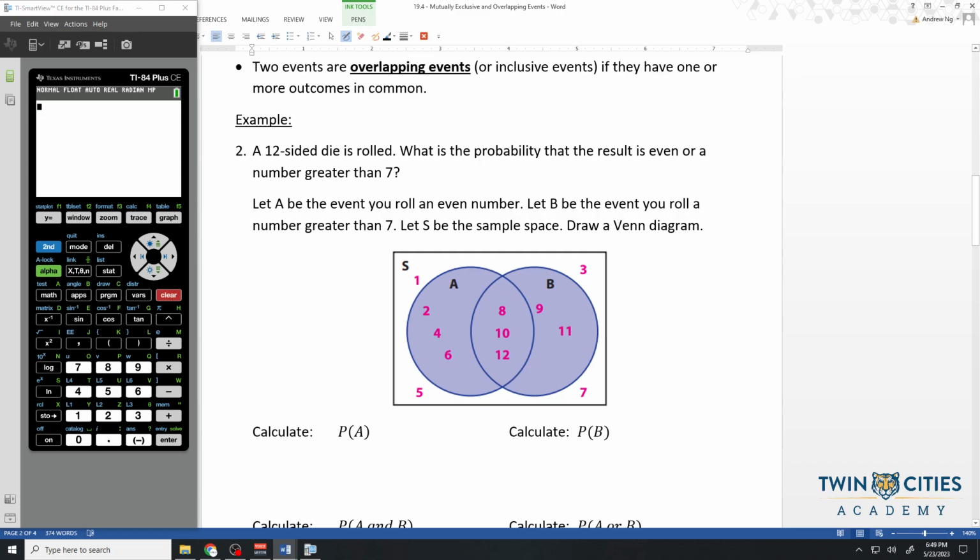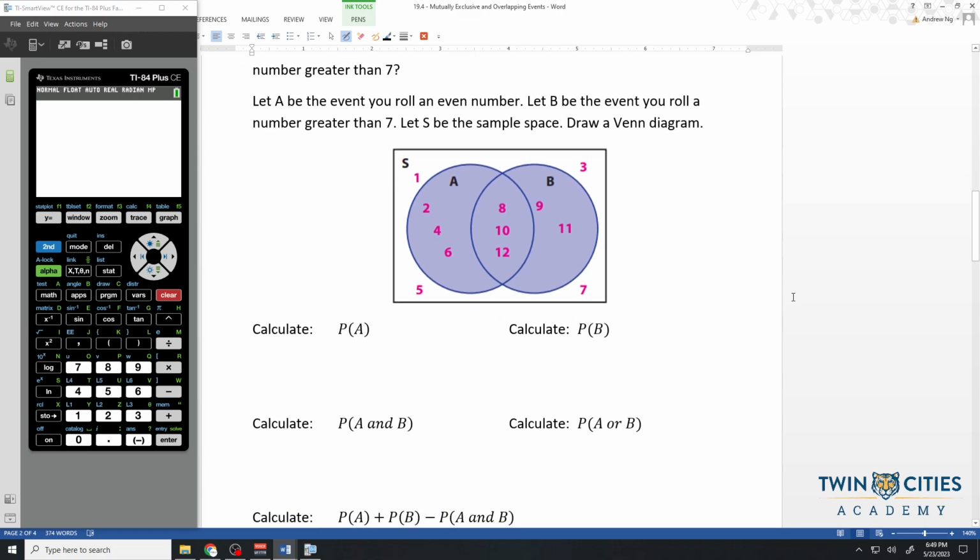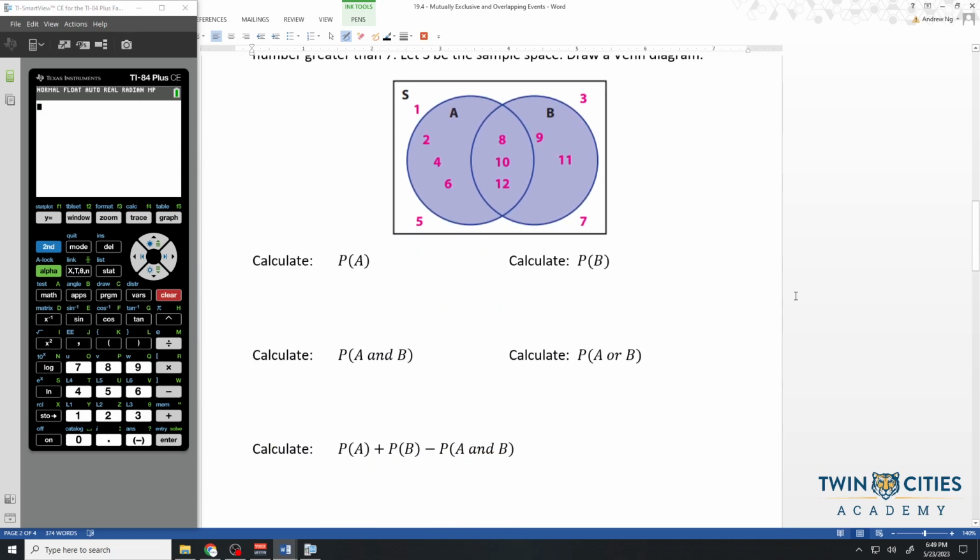So I've got 2, 4, and 6 that are the only 3 numbers that are even and not greater than 7, so they're by themselves. I've got 9 and 11, which are greater than 7, but not even, so they are by themselves. 8, 10, and 12 are both even and greater than 7, so there's overlap there. And then the numbers 1, 3, 5, and 7 don't belong under either of these categories. So let's calculate these and then try to see if there's any difference between exclusive and inclusive or overlapping events.